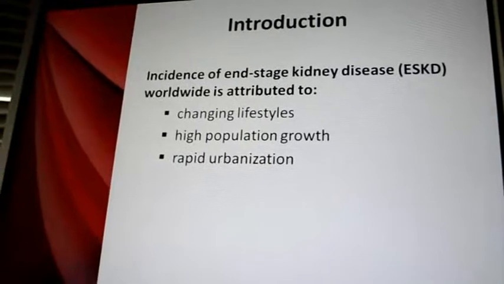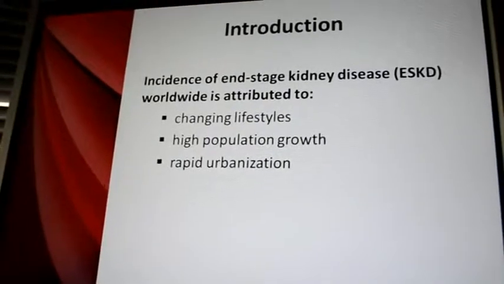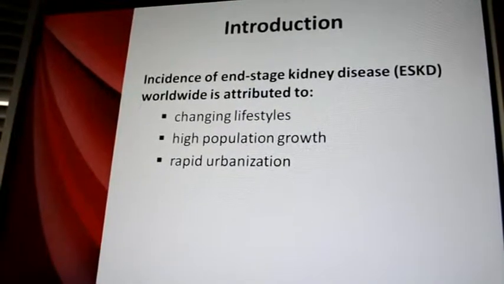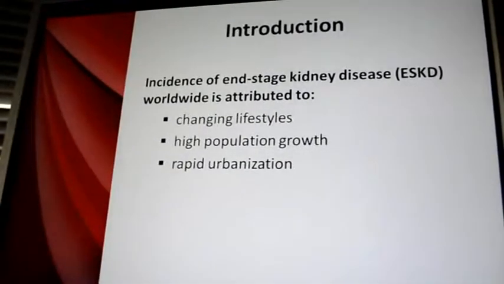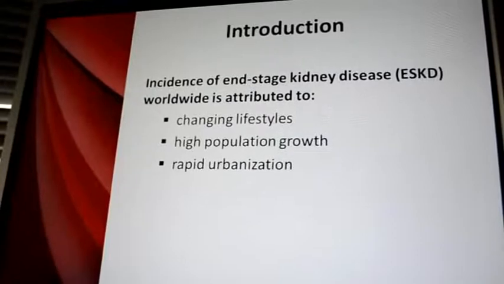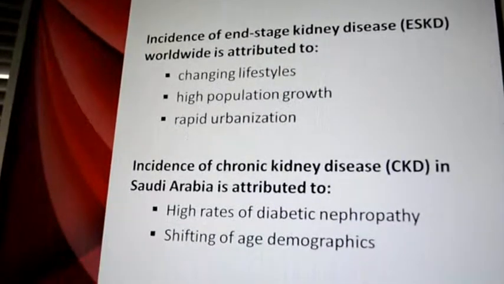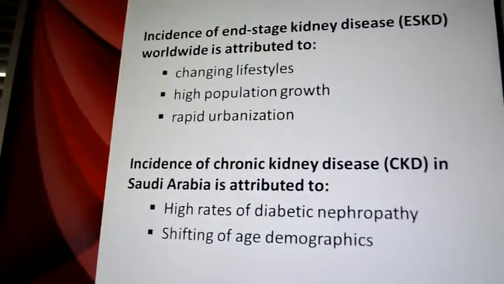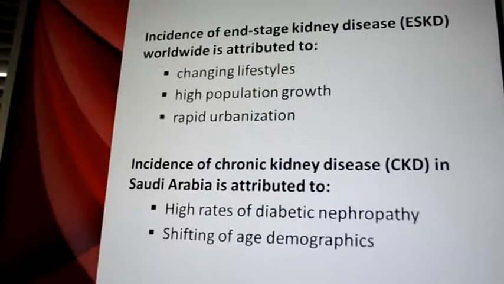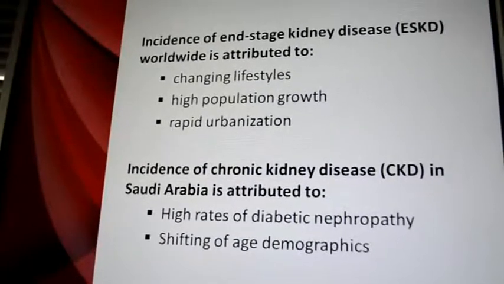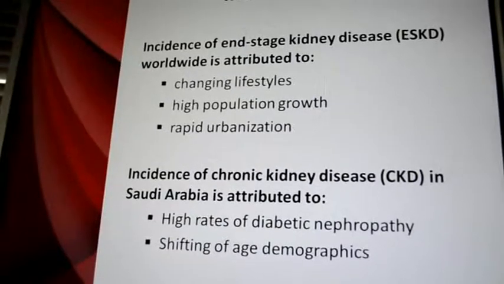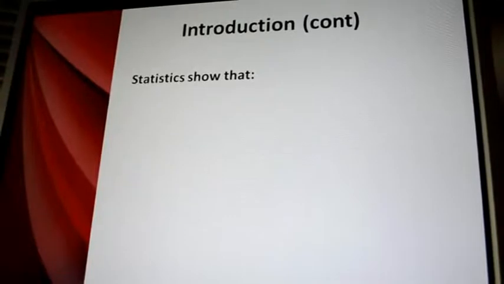So the introduction. The rising incidence of end-stage kidney disease worldwide is attributed to changing lifestyles, high population growth, and rapid urbanization. Incidence of end-stage kidney disease is rising not only globally but also in Saudi Arabia. Two factors that affect the status of chronic kidney disease in Saudi Arabia include high rates of diabetic nephropathy and shifting of age demographics.